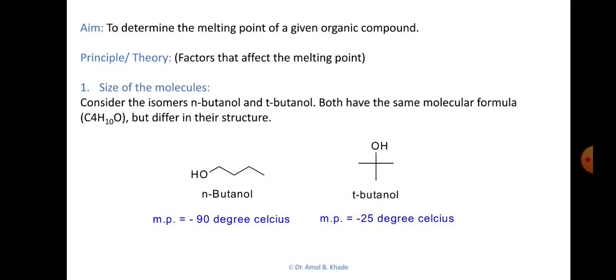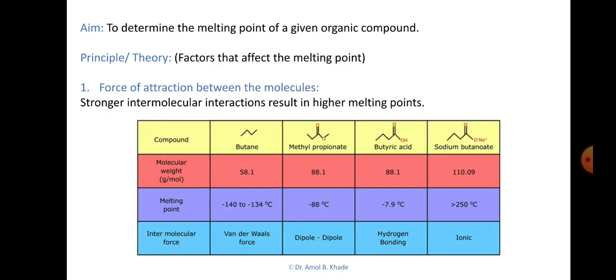So you can make out that by changing the size and the internal arrangement of the atoms in a molecule, though they have the same molecular formula, because of their difference in structural arrangement or stereochemistry, the melting point will differ. No two compounds, though they have the same molecular formula, will have exactly the same melting point. This actually helps us identify the compound based on its melting point.